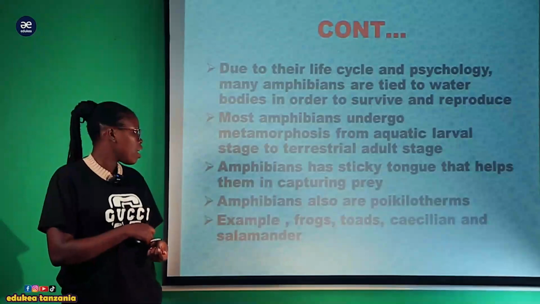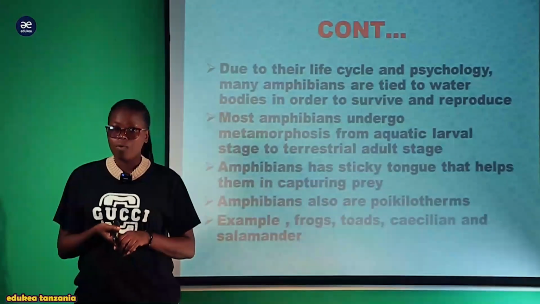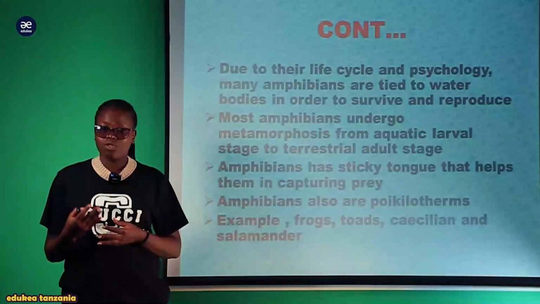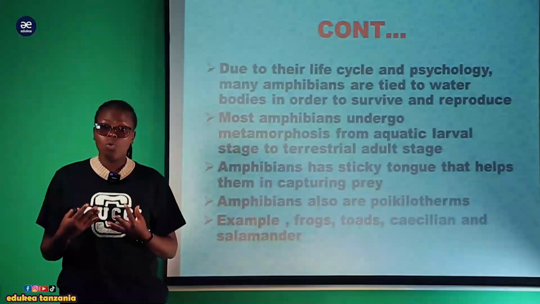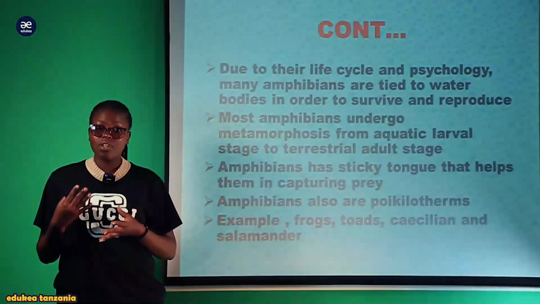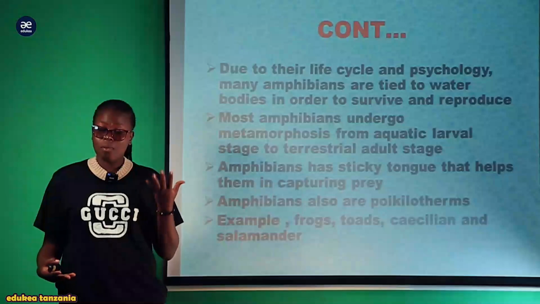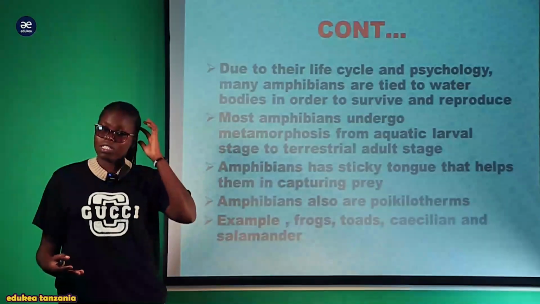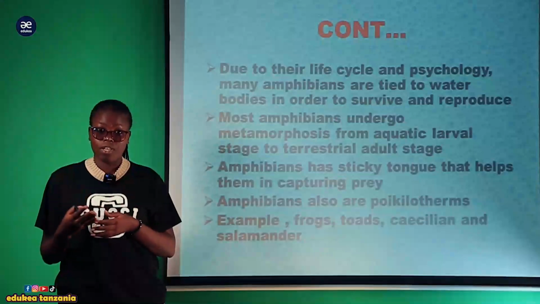Vile vile amphibia also are poicothems. The poicothems wao ni wale organism ambao their body temperature tend to fluctuate with that of the external environment, meaning that hawana uwezo kuweza control their internal body temperature. Their body temperature tends to vary with that of the external temperature, meaning that kama environment itakuwa ni too cold, na wenyewe watasuffer from the overcooling, na kama environment itakuwa ni too hot, watasuffer from overheating.